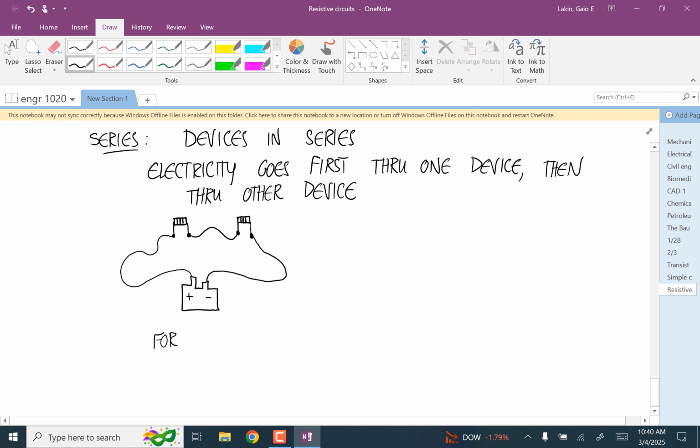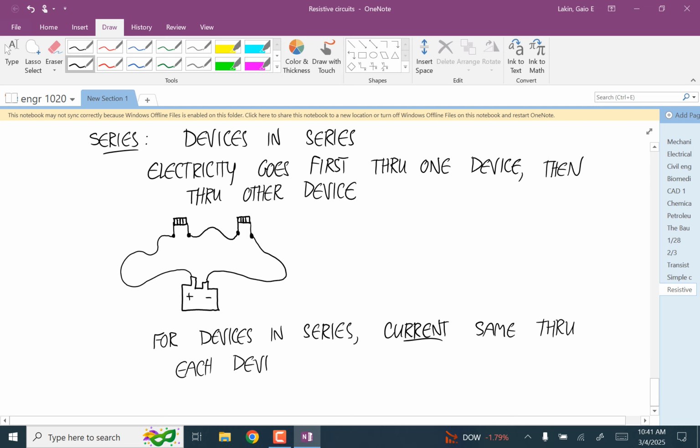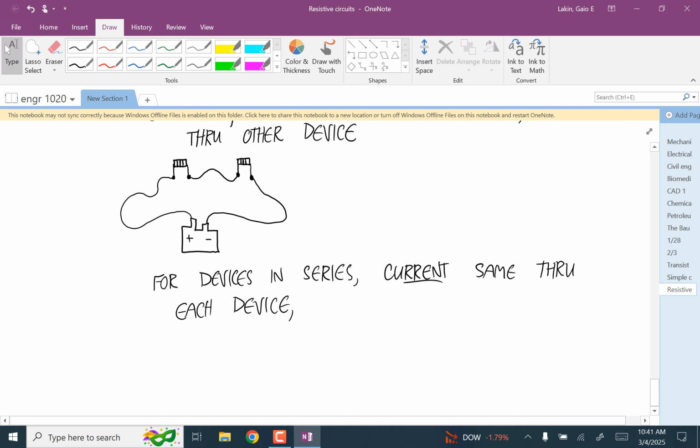For devices in series, the current is the same through each device. But the voltage is divided. Let's say the voltage is divided between them.